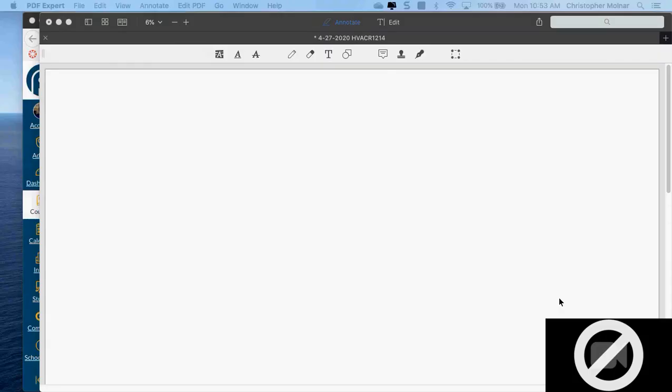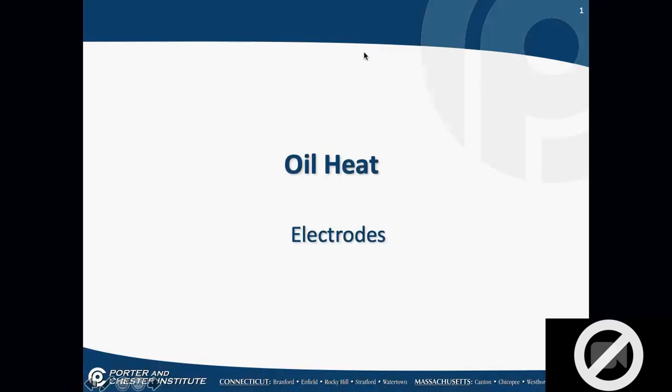Okay, let us talk about electrodes. The whole purpose of the oil burner is basically to create fire in a way that we want fire to be created. So we have our air, we have our oil, and now we need to create heat to, A, ignite the oil vapor, and B, to keep it burning.